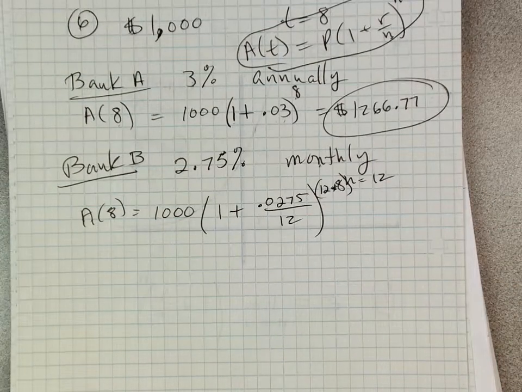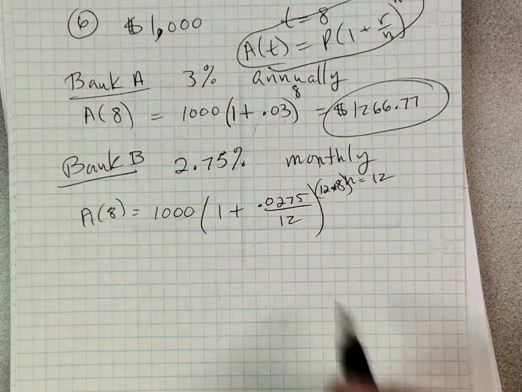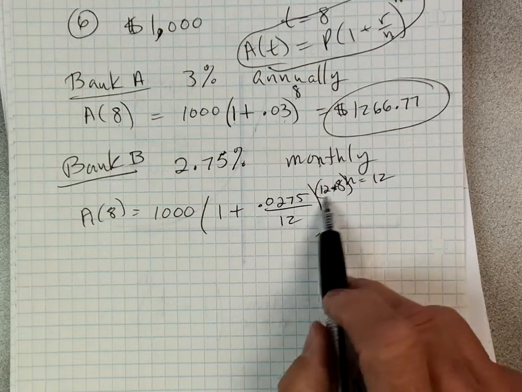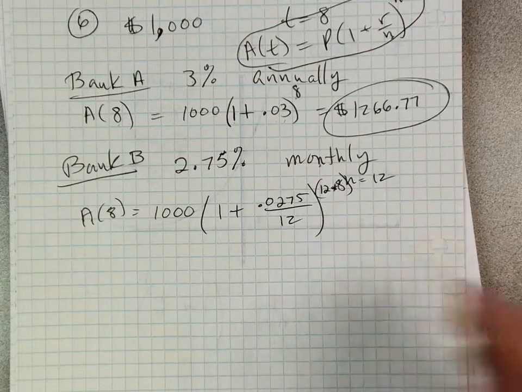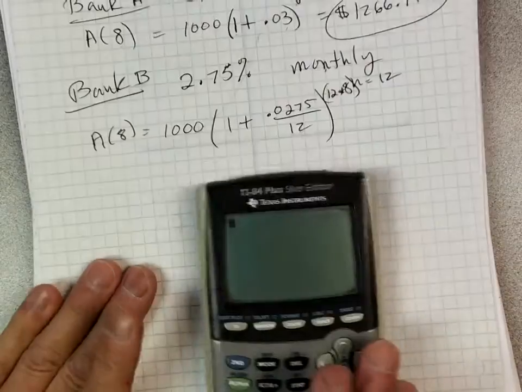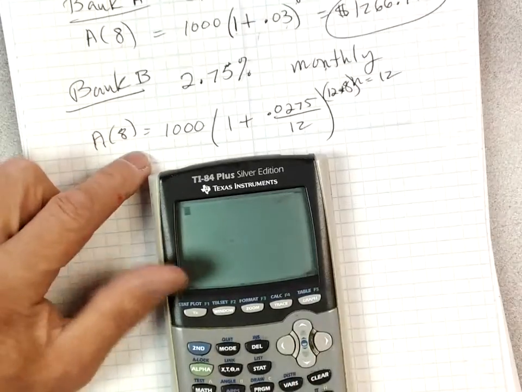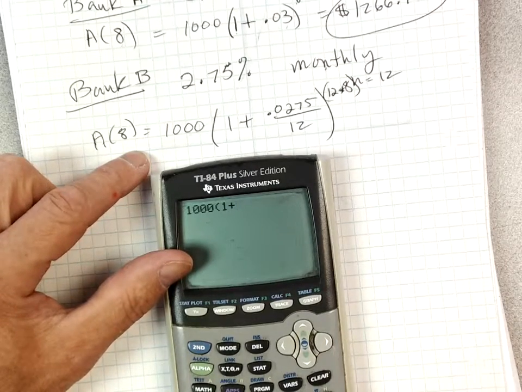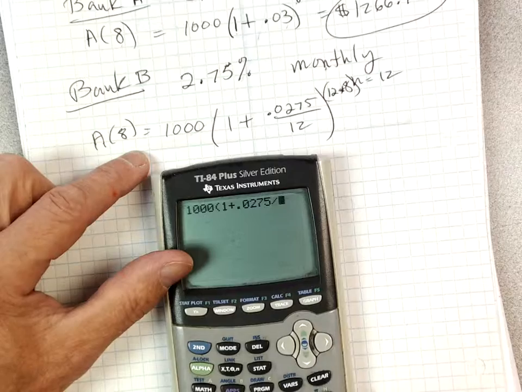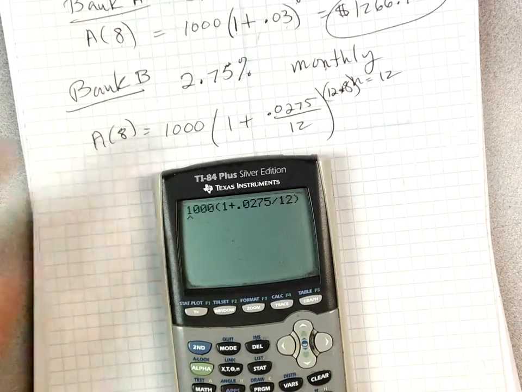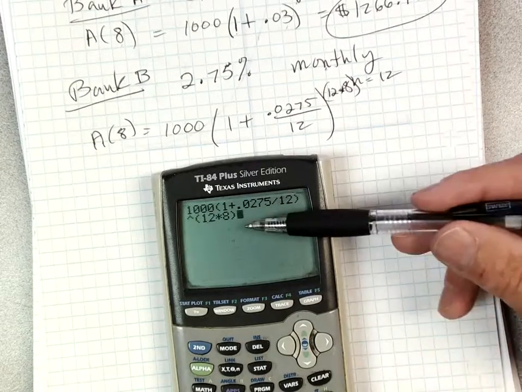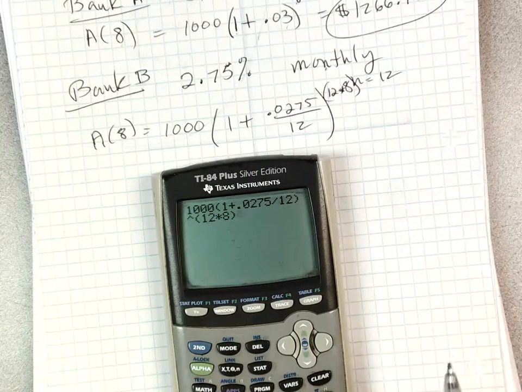Now we have to be careful how we put it in our calculator, right? You've got to make sure that 12 times 8 is part of the exponent. If you want to just make that a 96, it's easier if you just change that to a 96. You don't have to worry about it. I'm going to put it in, though, like this, so you can see it. But 1,000 parentheses 1 plus 0.0275 divided by 12, to the power, up. Now I got to go parentheses 12 times 8, okay? Because I need the 12 and the 8 to be part of the exponent.